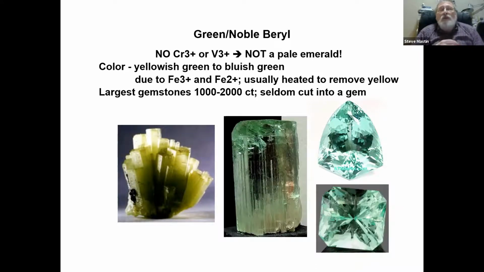There's something called noble or green beryl, and it's not a pale emerald because it doesn't have any chromium or vanadium in it, which is what gives the color to an emerald. So it's yellow to greenish blue, and it's got both ferric and ferrous iron in it. And people don't like the yellow color. People usually don't like yellow gems. So it's usually heated to remove the yellow.